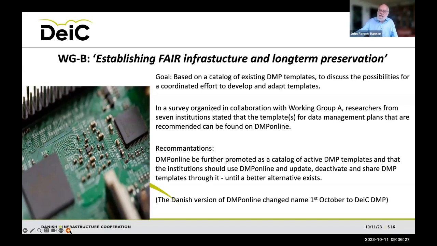We are just giving the job to one of the 8 universities. So there is a goal of having a catalog of data management plan templates, and there we have simply realized that what's called DMP Online simply contains what we need, and that's the recommendation. It is now, from 1st of October, renamed to Dijk DMP, and that is somehow where we are at that. It might change. We want to improve this, but it seems to be a very good tool. Next, please.